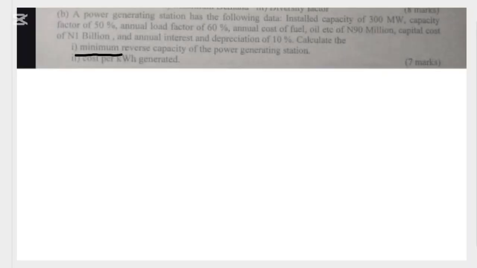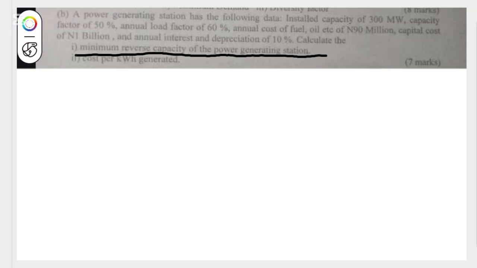So here's another question that we have. This question says a power generating station has the following data: installed capacity of 300 megawatts, capacity factor of 50%, annual load factor of 60%, annual cost of fuel and oil etc. of 90 million naira, capital cost of 1 billion and annual interest and depreciation of 10%. We are to calculate the minimum reserve capacity of the power generating station.